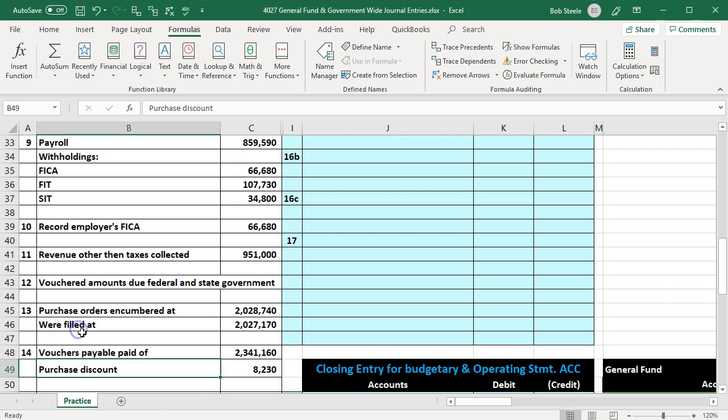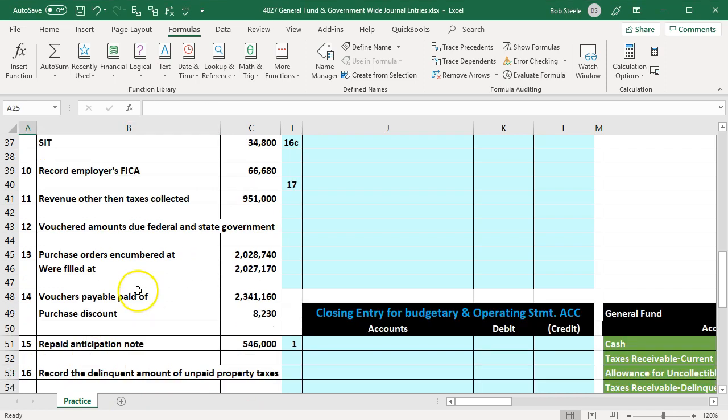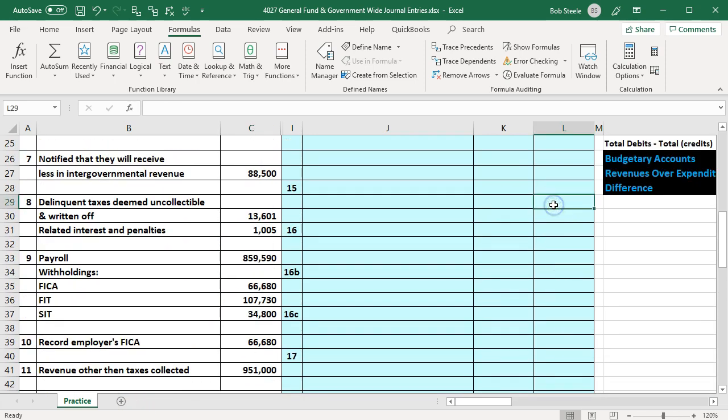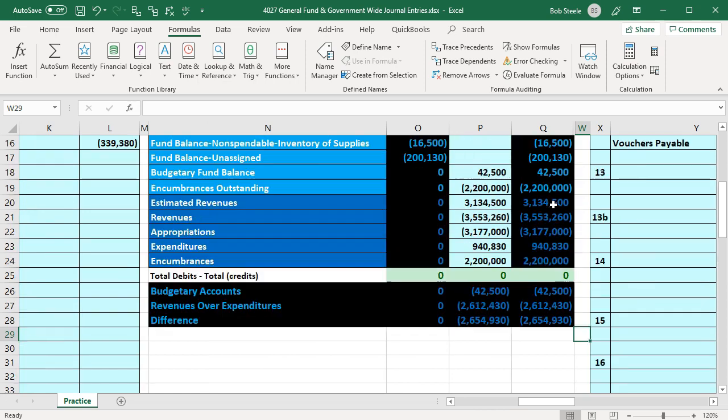So we're here in B45 where we have purchase orders encumbered, and then they were filled at this amount. So we're basically saying that now we're recording the expenditures related to encumbrances that we recorded in the past, and the related encumbrance amount is going to be this, and then we have the expenditures which are at the actual amount here. So this is a bit unusual. Let's take a look at it. This is kind of the new thing, or one of the different things.